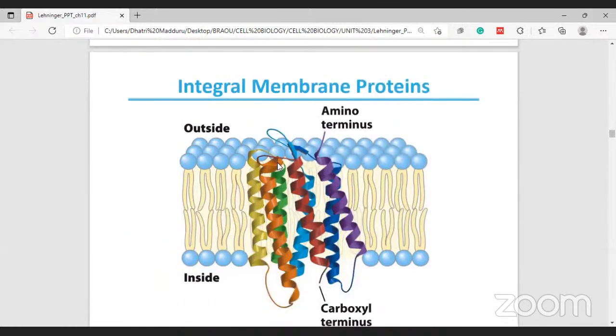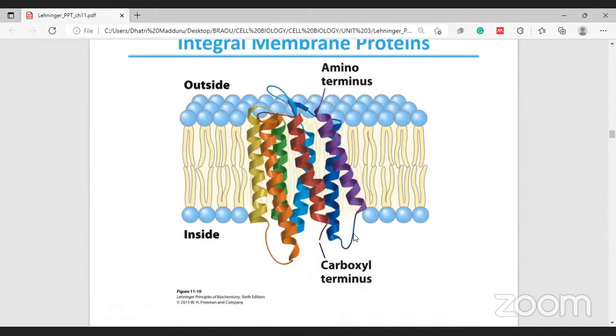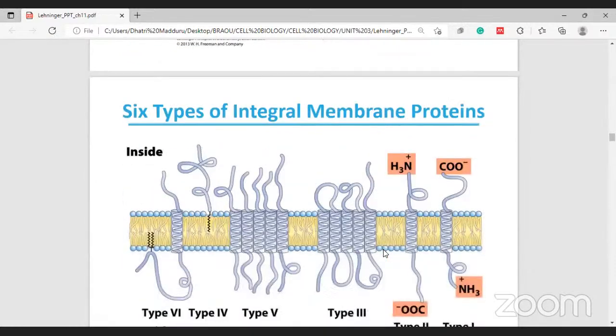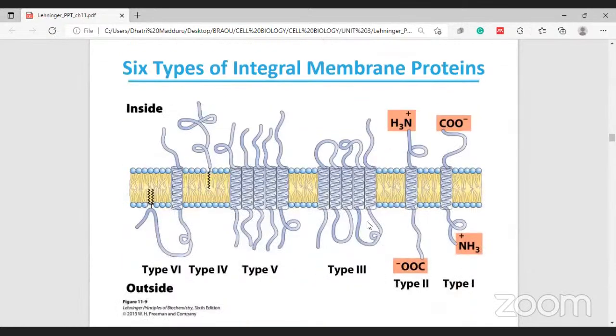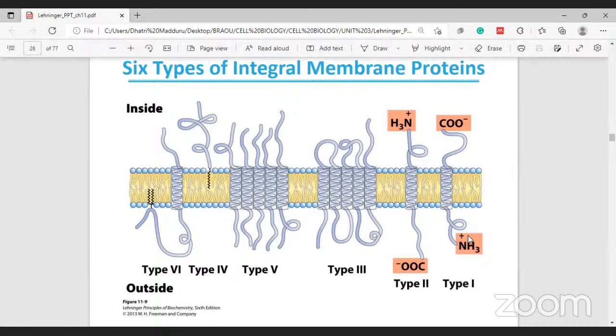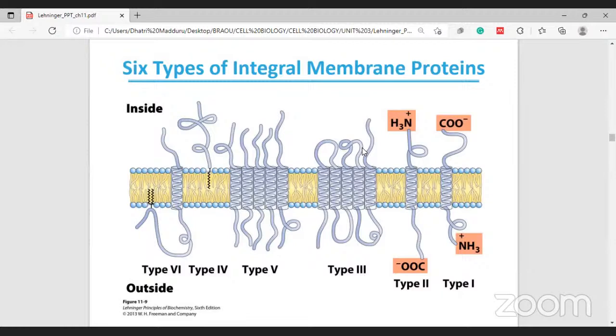So this is how they look. They will be inside the membrane. We have 6 types of integral membrane proteins. If this is outside and this is inside, we have type 1, where the amino terminus is towards the outside and the carboxy terminus, the C terminus, is inside. Whereas it is reverse in type 2, where the C terminus is towards the outside and the N terminus is towards the inside.